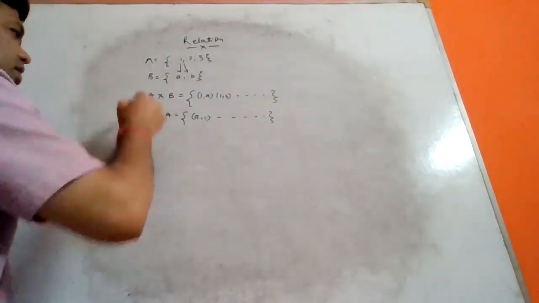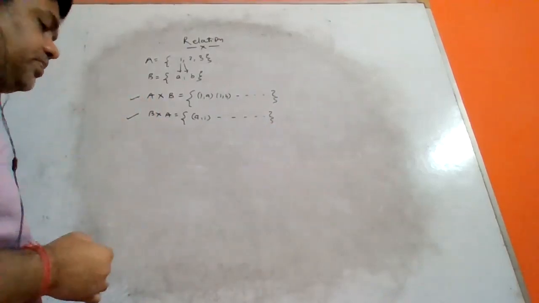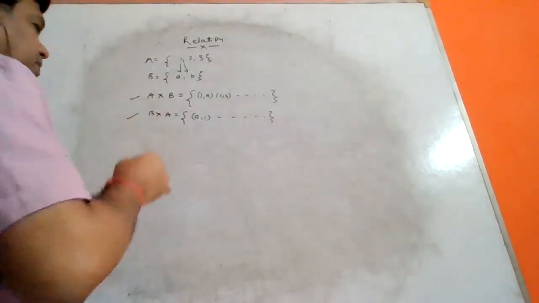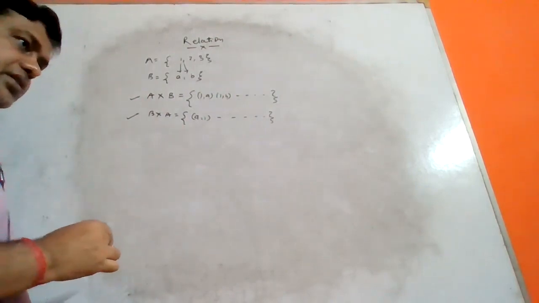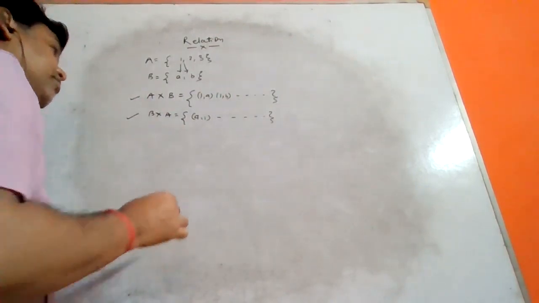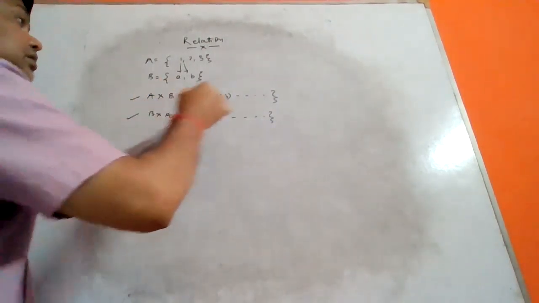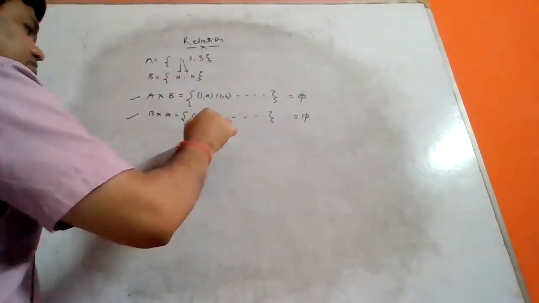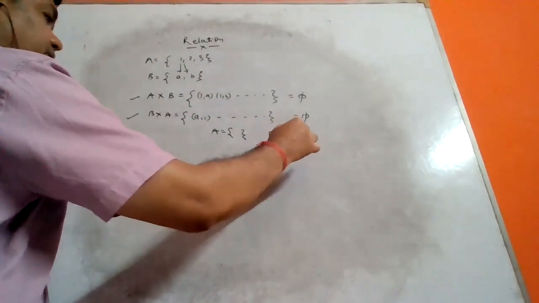The main thing is what? A cross B and B cross A. What is the criteria to develop A cross B and B cross A? The condition to develop A cross B or B cross A is that these two sets are non-empty sets. If any one of them or both of them are empty, then your relation will become empty. When? When these two sets A and B, either one is empty or both are empty sets.